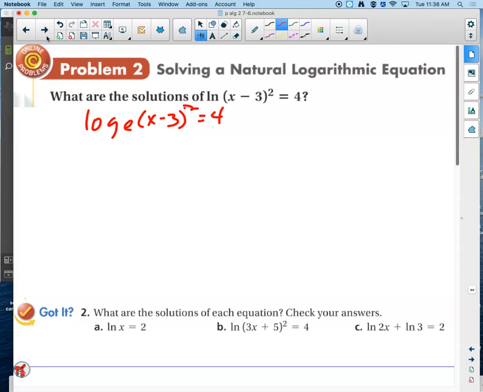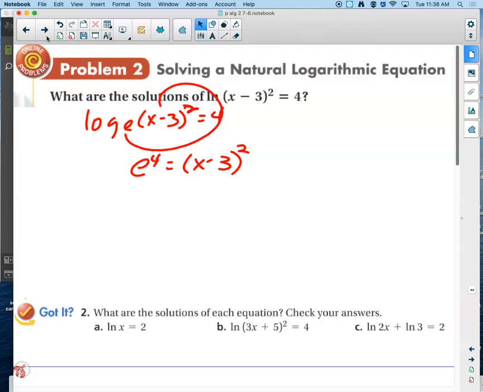And I know before, when we had logarithms and we were supposed to solve, we snail-shelled it. Well, we can do that here. It's just going to have a goofy e in it. e to the 4th equals x minus 3 squared. All right, so now I start thinking.